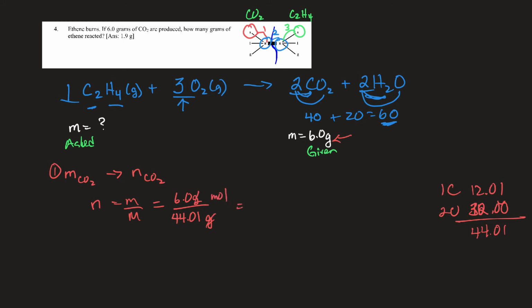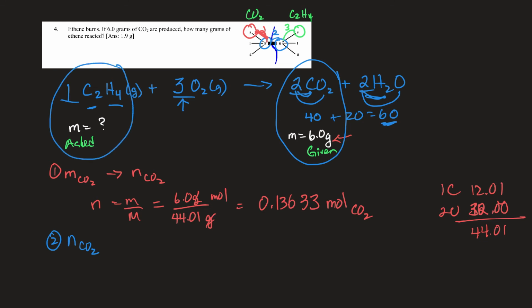Grams cancel, calculator. So I have 6 divided by 44.01. So I'm getting 0.13633, etc. moles of carbon dioxide. So step 1 up here, done. That step's done. Now let's do step 2. So I'm converting moles of CO2, that's what I'm given right there, and I'm converting it to moles of ethene.